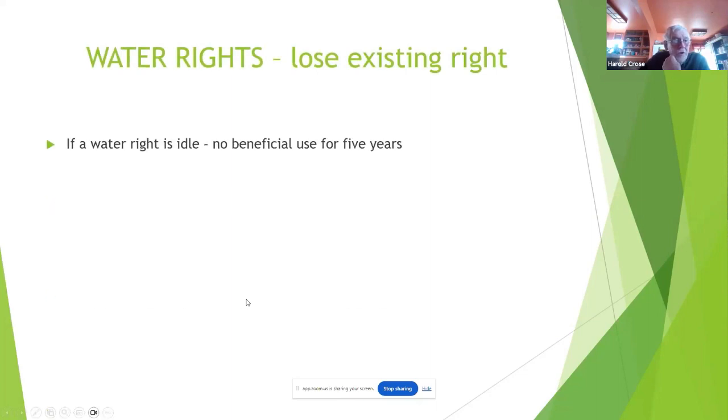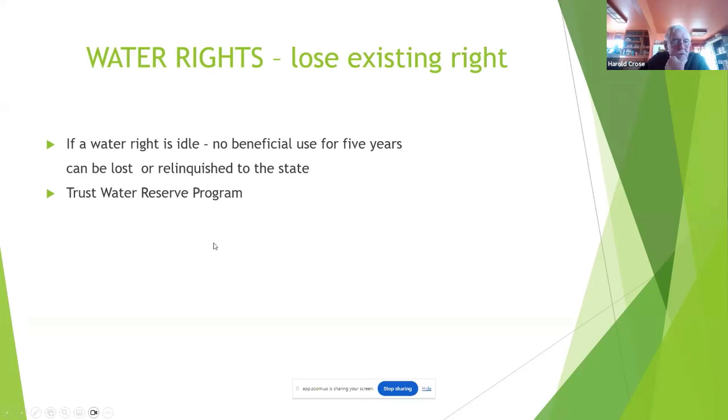And this is important to know too, is that if a water right is idle, meaning no beneficial use for over 5 years, you can lose that water right, can be lost or relinquished to the state. And there's Trust Water Reserve Program that is also available. I think Okanogan County is going into that right now.